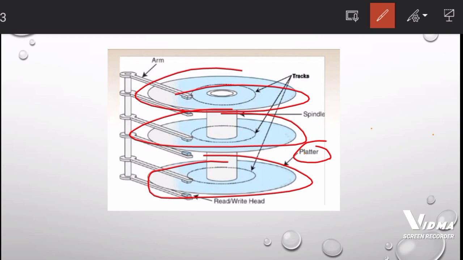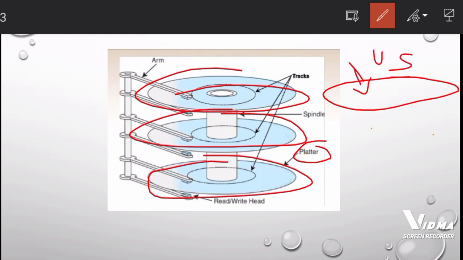Now, if I take out one CD, that is one of the platters, what will be on that CD? Surface. There is one upper surface and one lower surface. If this is a platter, then the upper one is called the upper surface and the lower part is called the lower surface. So the second terminology is surface.